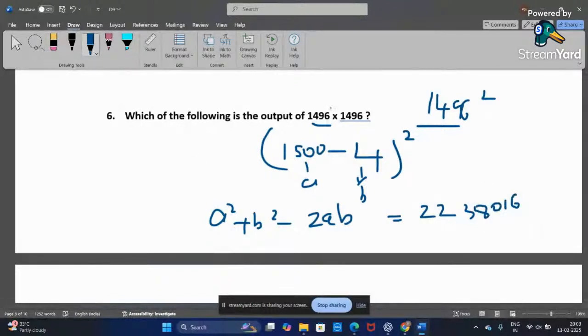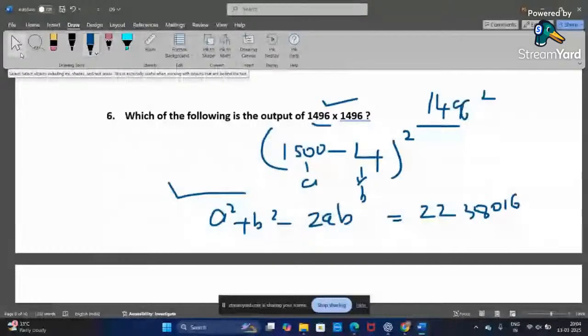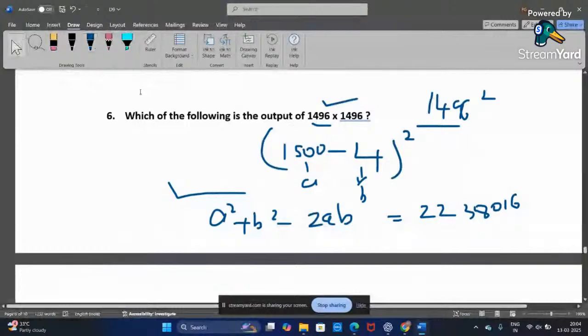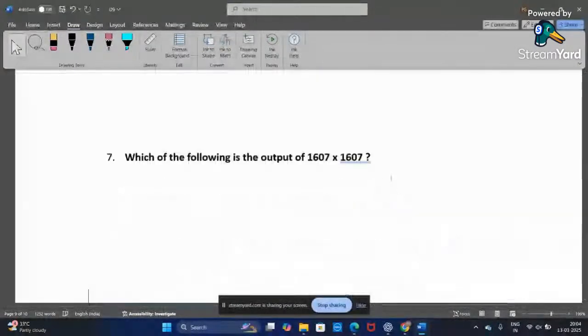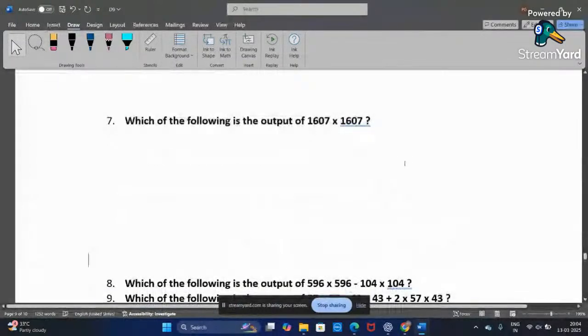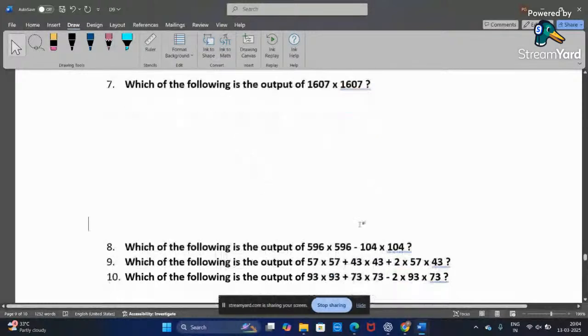Whichever method is easy, you can solve with that. If you feel this is easy, you can do it, or you can directly multiply these two numbers. But you have to solve this type of question within 40 seconds. This is also like the previous sum. We can write it as 1600 plus 7 the whole square. This will be in the form of a plus b the whole square. Then you have to write that formula and substitute the a and b values.